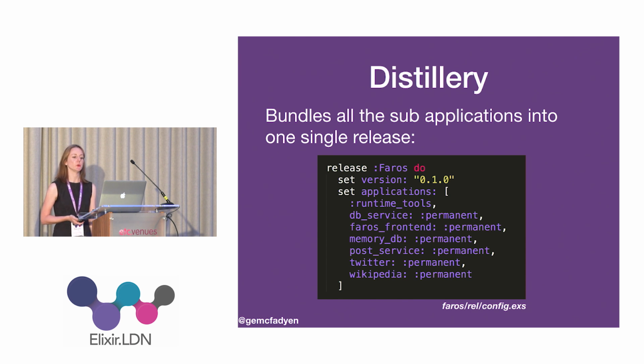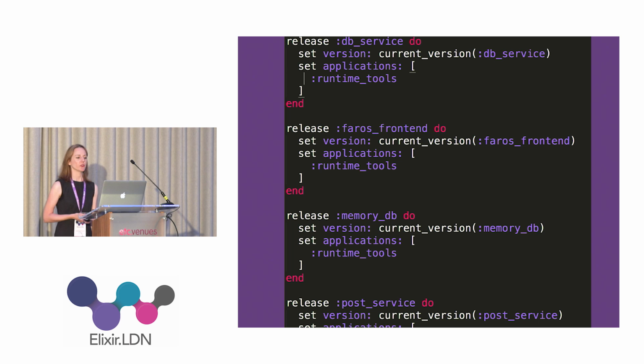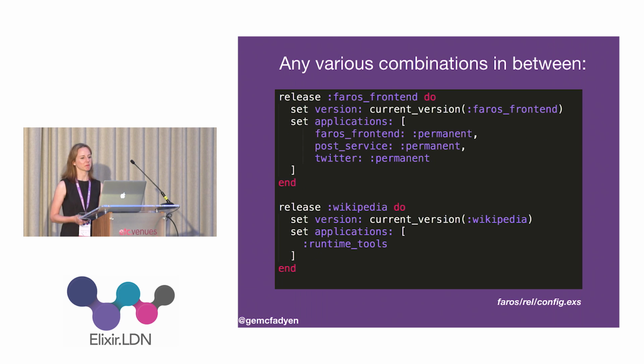If you prefer to release each sub-app individually, a little bit like EXRM, you can pass the release per app flag and regenerate your config, and you'll actually see a lot more in that file, and you end up with a separate release for every single sub-app that you have. And the really nice thing is you can do various combinations in between. So here I defined 2 releases, one that had 3 sub-apps and one that just has the wikipedia sub-app. So it's really up to you as the developer or your team to decide what sort of topology of releases will best suit your project.